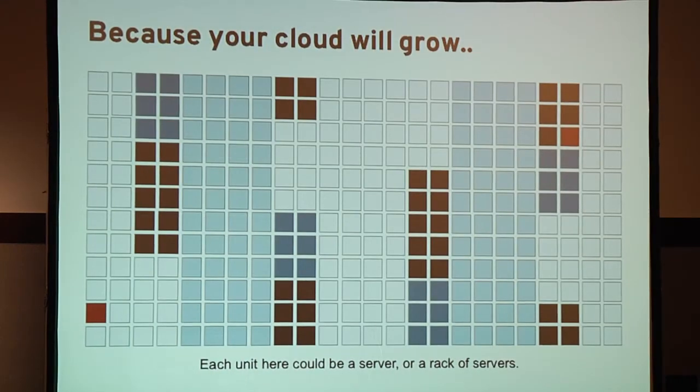So your cloud's going to grow, okay? If you don't have a network fabric that can meet the requirements of an elastic cloud, you could be in trouble really fast. Each one of these blocks, as we grow, could be one server, or it could be a rack of servers. So your network fabric should support this kind of growth model and ensure that the network I/O requirements are consistent through the entire fabric.